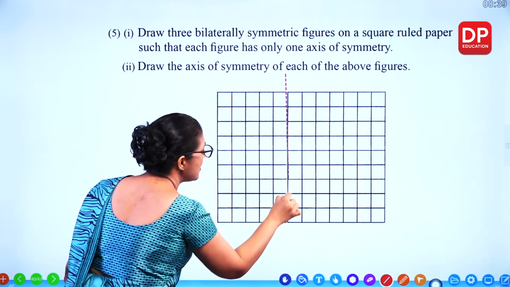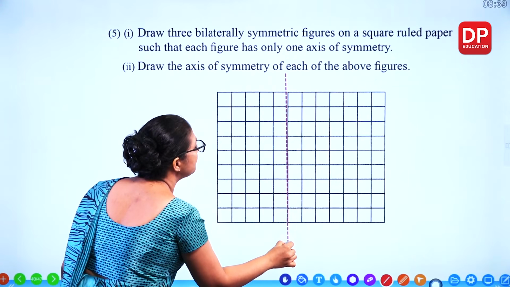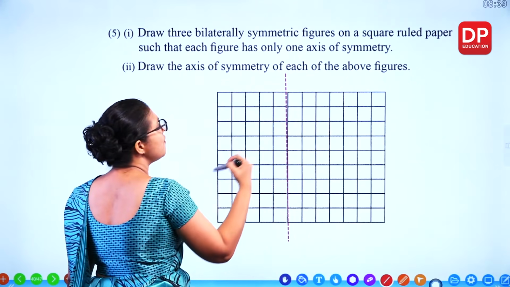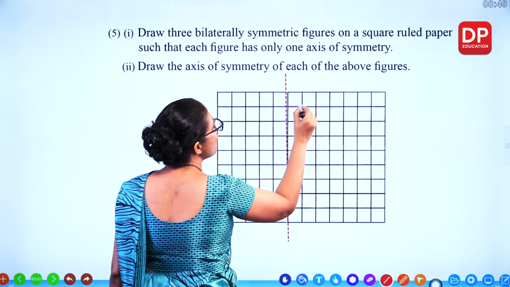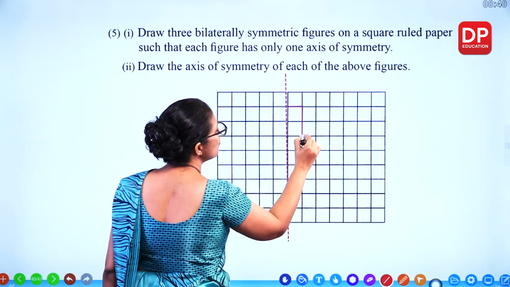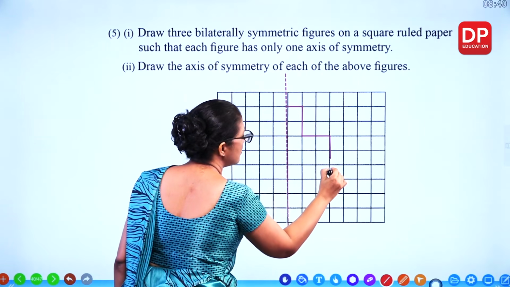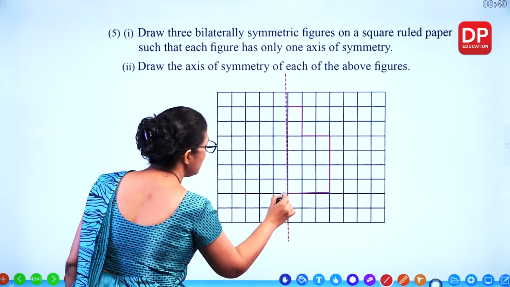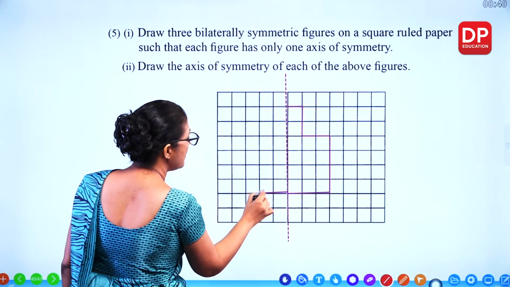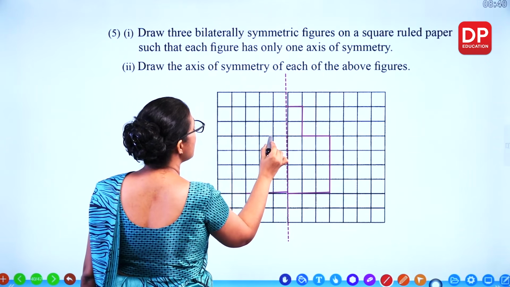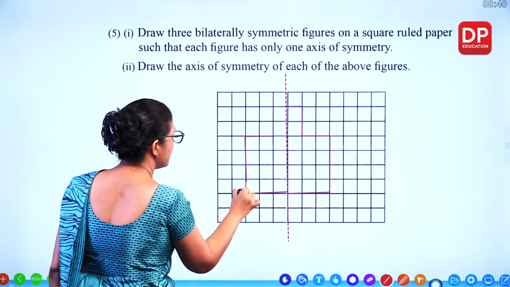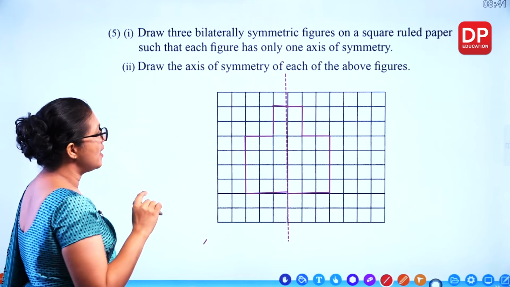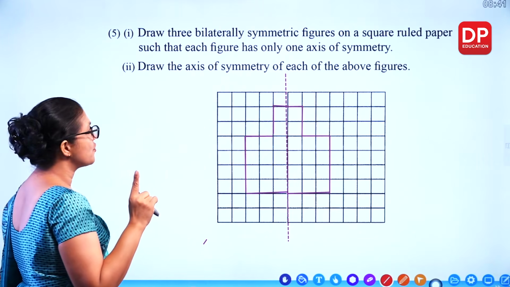Okay, so if this is the axis of symmetry, you can draw any figure that you like. You can start, you can draw one line here, something two, and here something like this, and then you draw the other side, 3 here, then this side 2 and this shape, and you can connect. So this is only one line of symmetry.